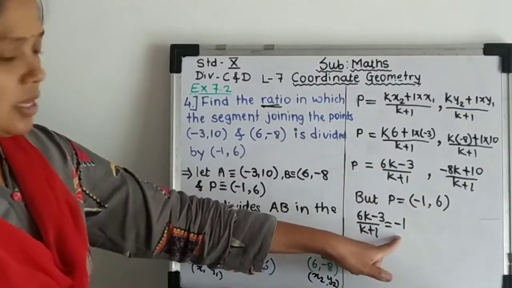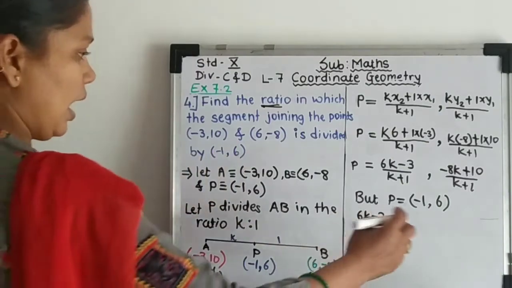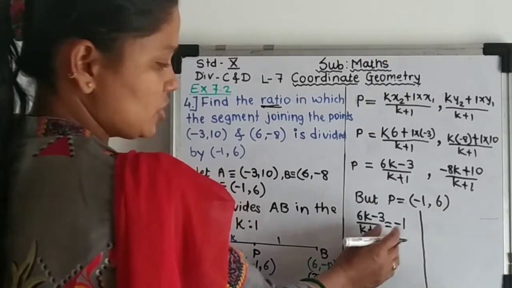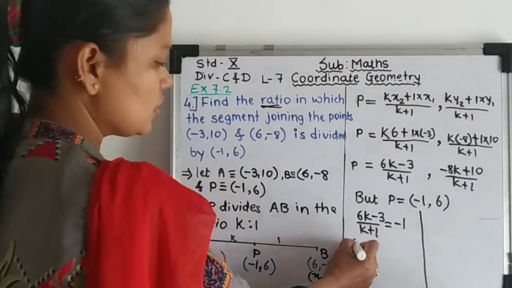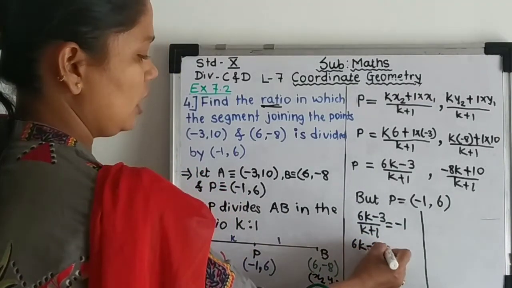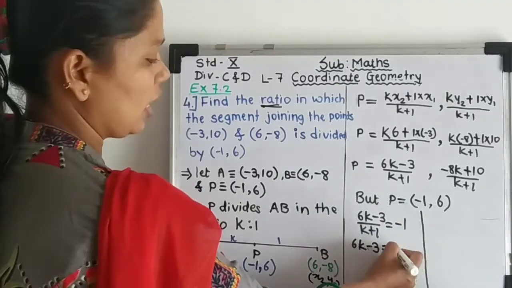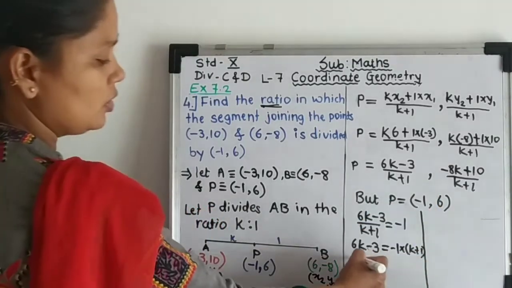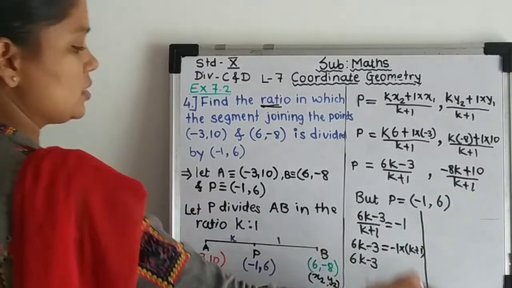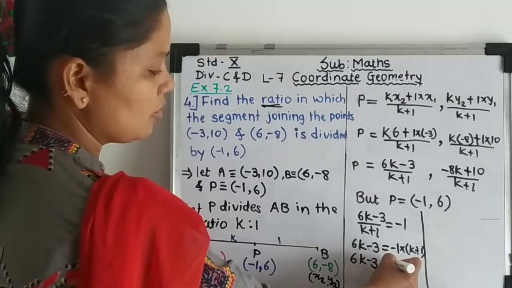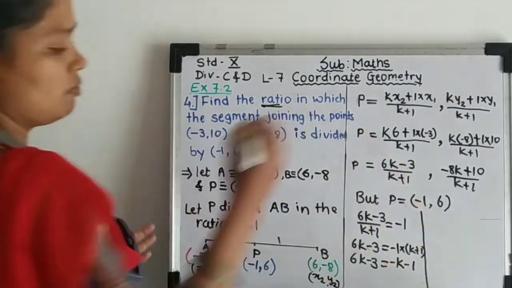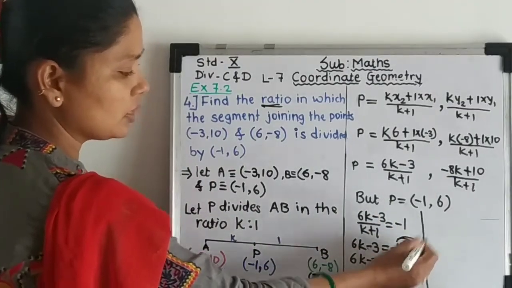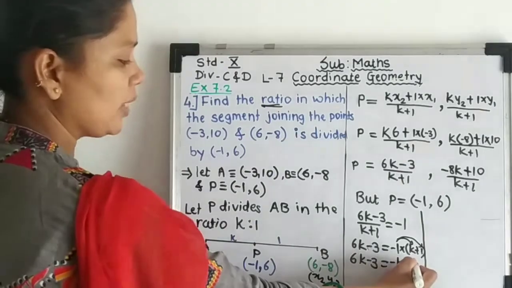x we have to compare with x, minus 1, and here I'll put a line only. First we will solve this one. So 6k minus 3 equals to minus 1 into k plus 1. So 6k minus 3 equals to minus k minus 1. We will multiply it inside the bracket. Right? So after multiplying we got minus k and minus 1.